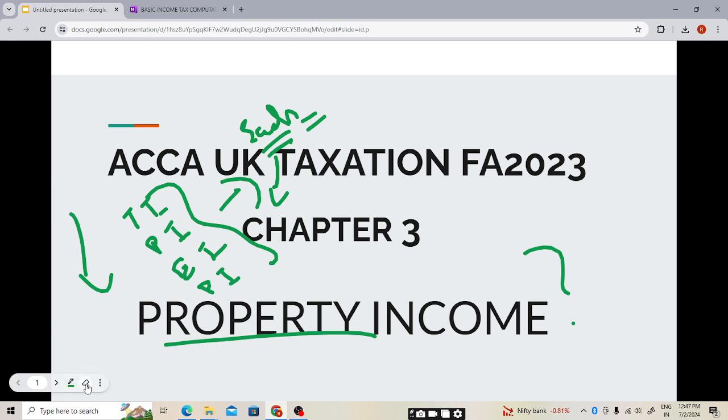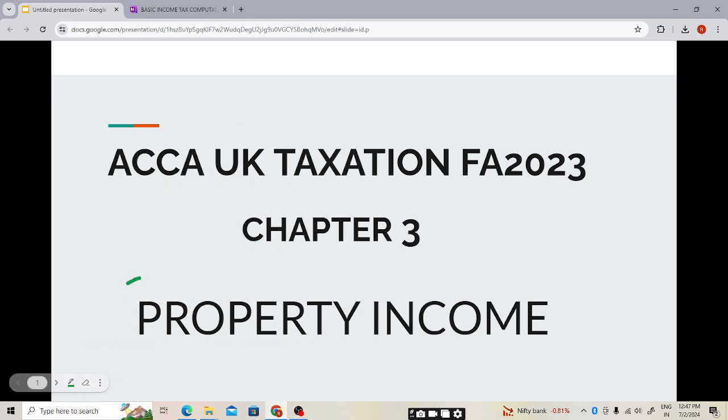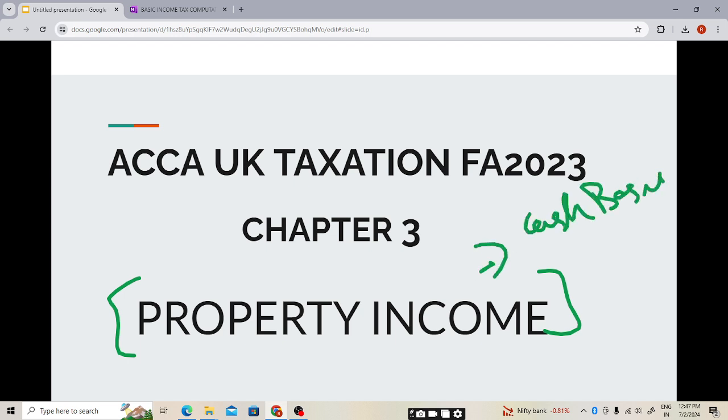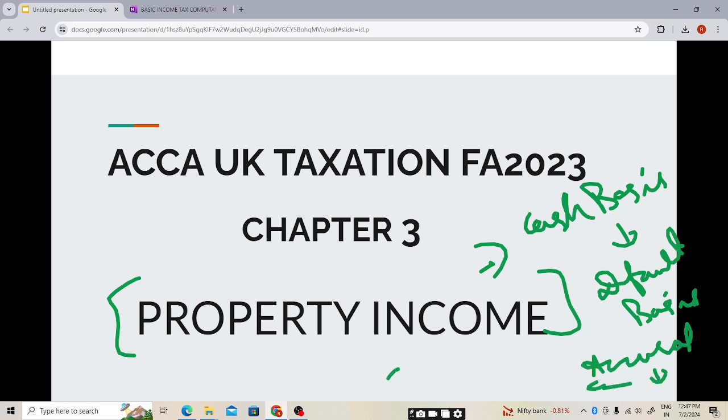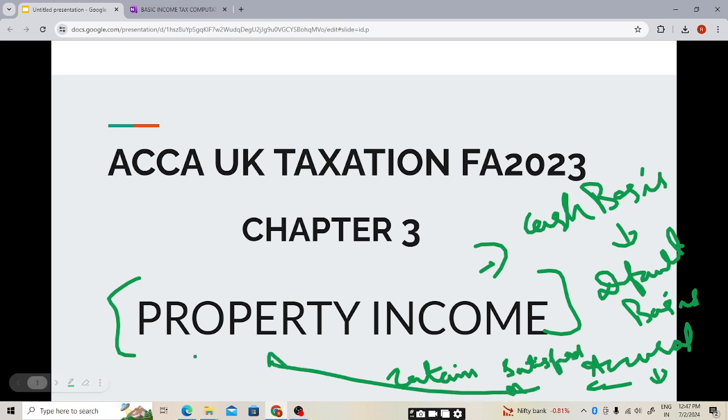Now starting with today's chapter, property income. Property income will be taxed on cash basis. This is the default basis. Accrual basis will only be followed if certain rules are satisfied, or if the examiner in the question mentions to follow the accrual basis. We will be covering this in our next slide.